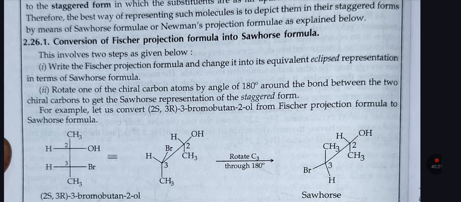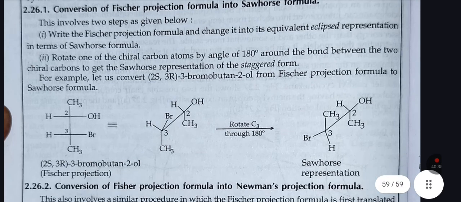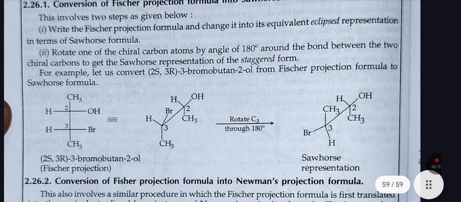First, conversion of Fischer projection formula into Sawhorse formula. This involves two steps as given below. First, write the Fischer projection formula and change it into the equivalent eclipsed representation in terms of the Sawhorse formula. Second, rotate one of the chiral carbon atoms by an angle of 180 degrees around the bond between the two chiral carbons to get the Sawhorse representation of the staggered form.